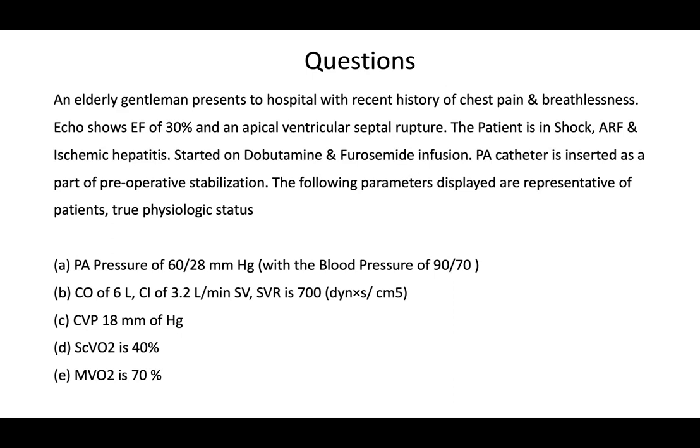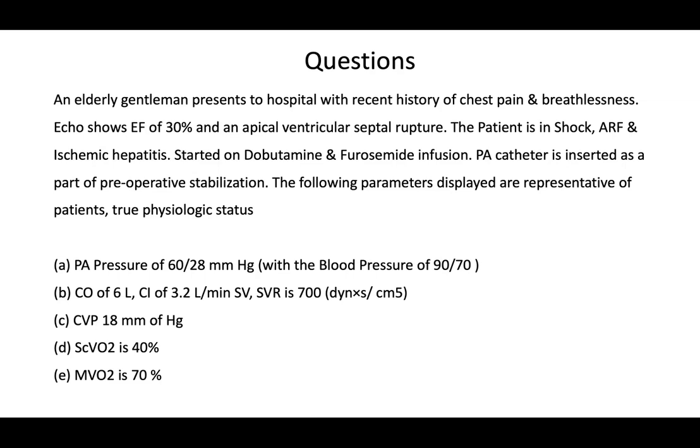The echo shows an ejection fraction of 30% with apical ventricular septal rupture. The patient is in shock, ARF, and ischemic hepatitis. He is put on dobutamine and furosemide infusion. A PA catheter is inserted as part of preoperative stabilization because this patient might need cardiac surgery because of the ventricular septal rupture.